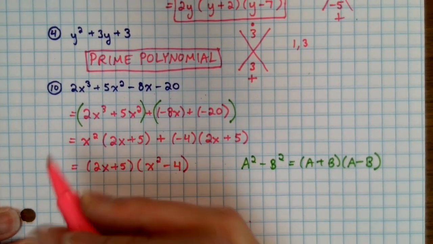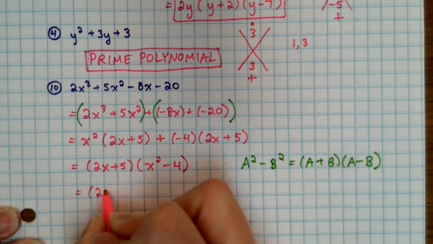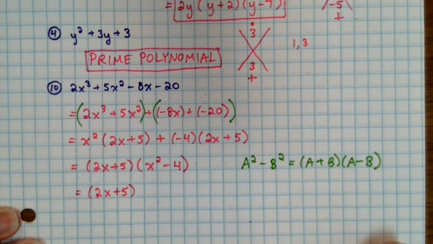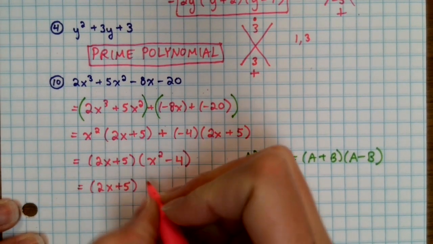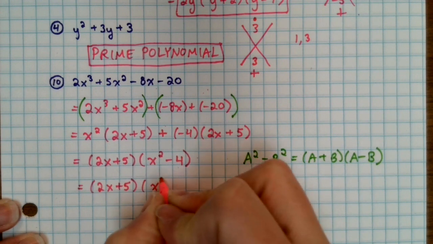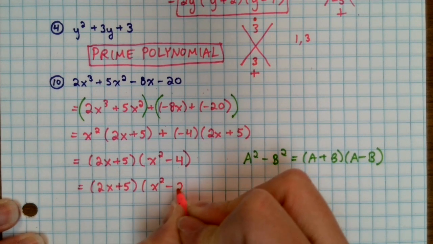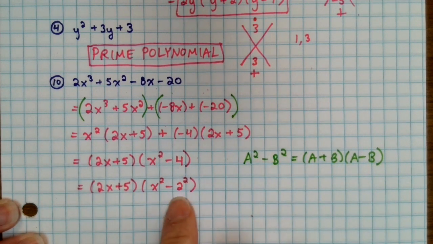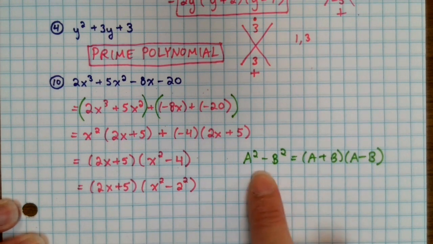as still this 2x plus 5 out front. We haven't gone anywhere with that. But this x squared, that obviously is just x squared, but then this 4 we can think of as 2 squared to help us match up with this pattern.